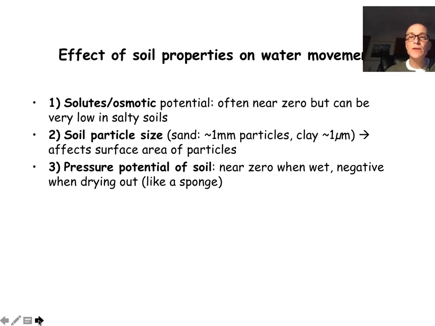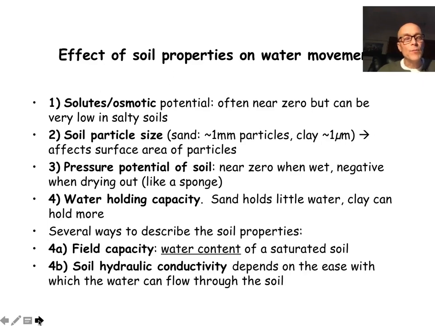There's pressure potential in the soil, and that is usually zero when the soil is wet. That means the water isn't really moving anywhere. But when the soil is drying out, it can become very negative. It can become so negative that the soil acts like a sponge, and as soon as you add a little bit of water to that soil, it will move the water further into the soil, but not into the plant.